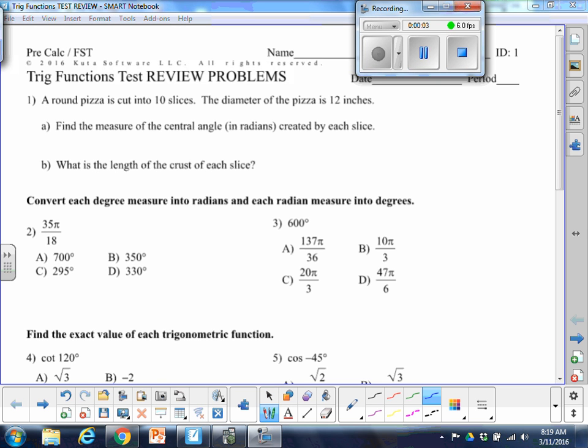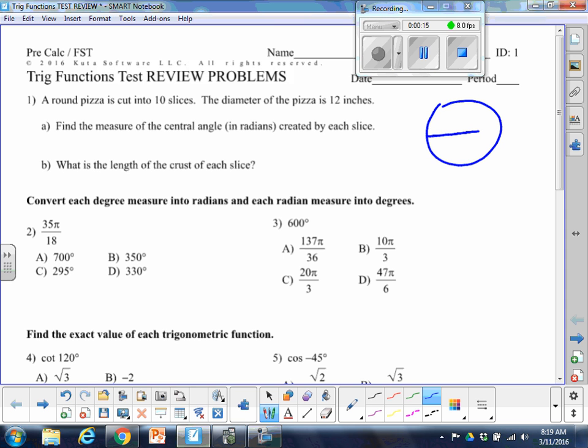Okay, here's the trig functions test review problems. So we'll start out, we got a round pizza cut into 10 slices, the diameter 12 inches. So basically we got a pizza, diameter's 12, and cut into 10 equal slices. So we'd have 5 cuts through there.